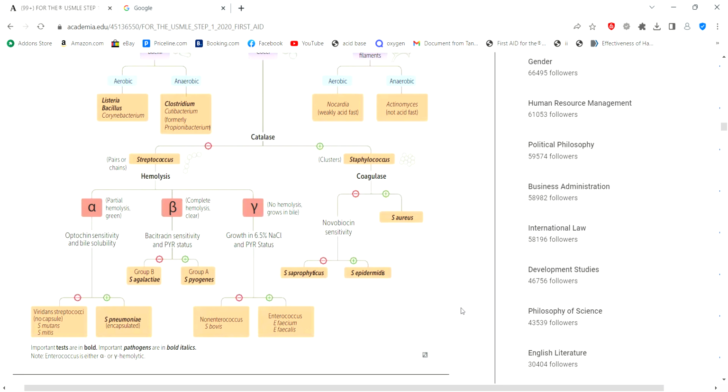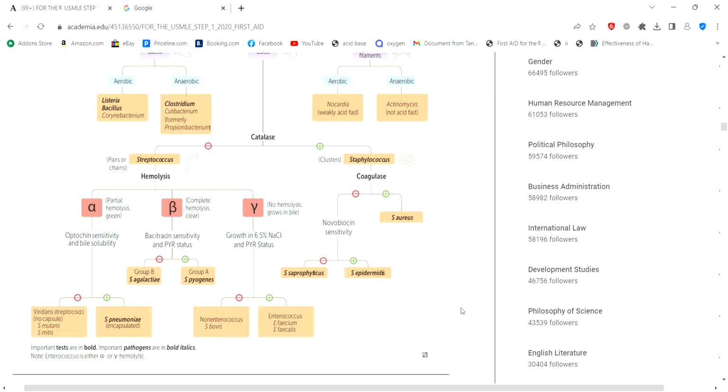Okay, so what alpha hemolysis means is that there is a partial hemolysis. So some cells are dead, some are alive. The dead cells stain green. And if you go down further, it tells you which one is optochin sensitive and which one is bile soluble. So optochin is an antibiotic.